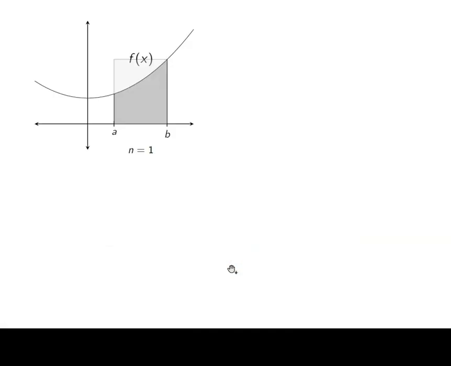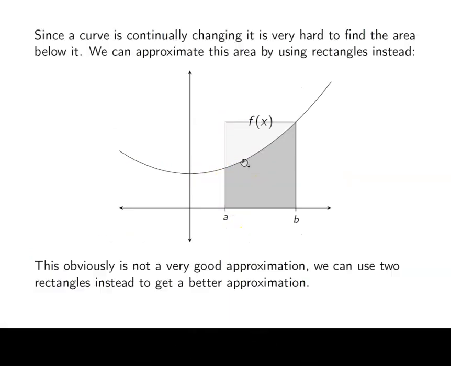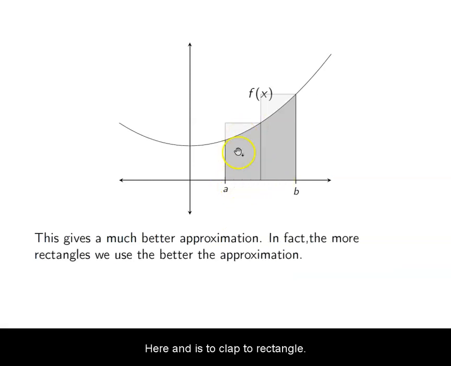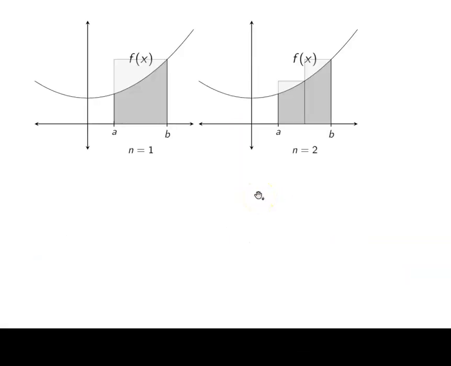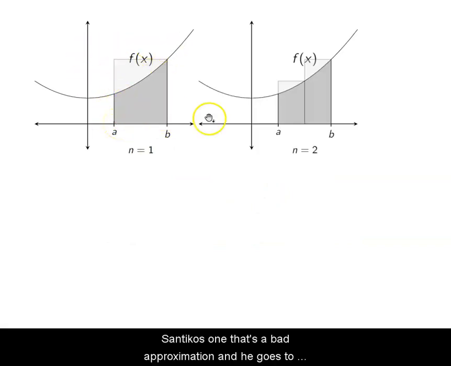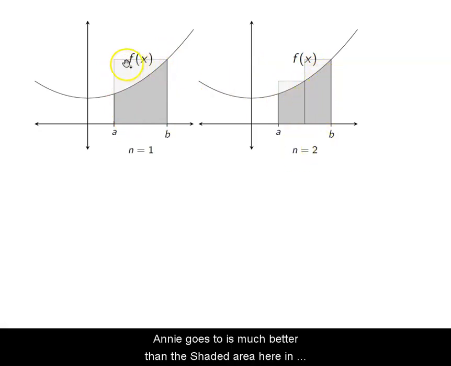So n is the number of rectangles that we have under a curve. Here, n was 1. Here, n is 2 because I have 2 rectangles. So n equals 1, that's a bad approximation. N equals 2, as you can see in the side by side comparison, the shaded area here for n equals 2 is much better than the shaded area here in order to guess what the area under this curve is.